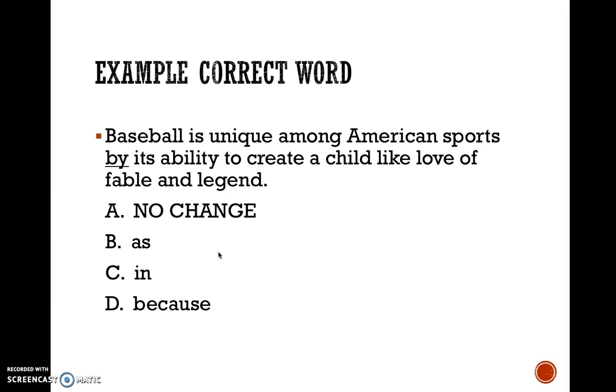Baseball is unique among American sports because its ability. Now you may have noticed something. Because its ability is kind of how we speak. Grammatically speaking, what word would you have to have with because? That'd be because of its ability. So it's a little trick because to your ear it sounds fine, but grammatically speaking it doesn't. So that's why we want to go with answer choice C in that one. So these correct word questions are really about grammatical reasons.